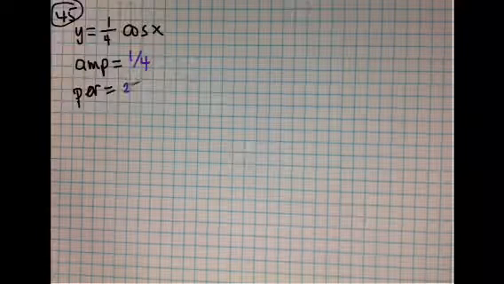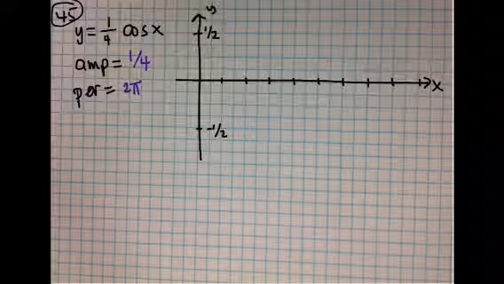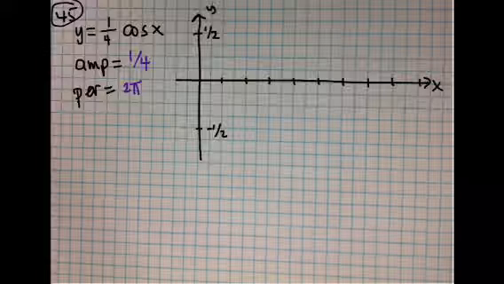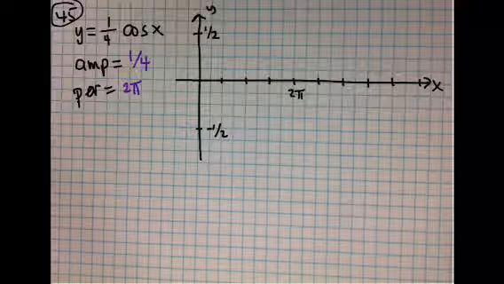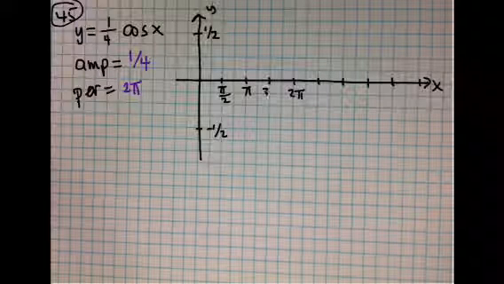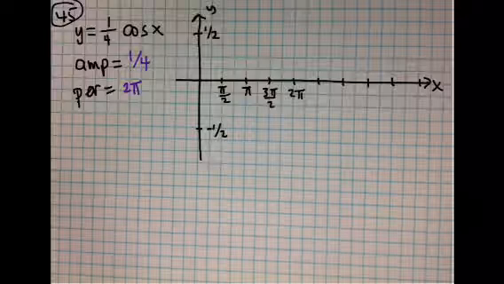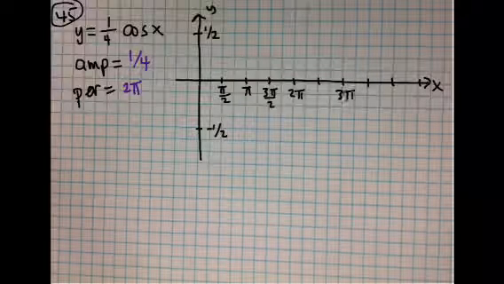So the amplitude is 1/4 and the period is 2 pi. Alright, so the period is 2 pi, so I'm going to count 4 tick marks, and that's what I'm going to label 2 pi. So 1, 2, 3, 4, this is 2 pi. So this is pi over 2, and 3 pi over 2. And then I'll just label this is 3 pi, and this is 4 pi. So that's for the second period.